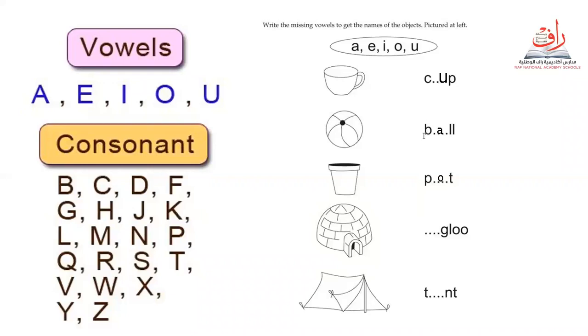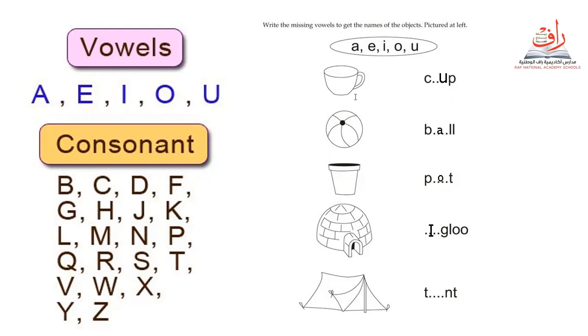Omar, hi Omar. Can you please guess what is the missing letter? Igloo, excellent, with the I, capital letter I, because it's the first letter. So we should write a big letter, capital letter I. It's a beautiful letter. Okay, now let's go to the last one.